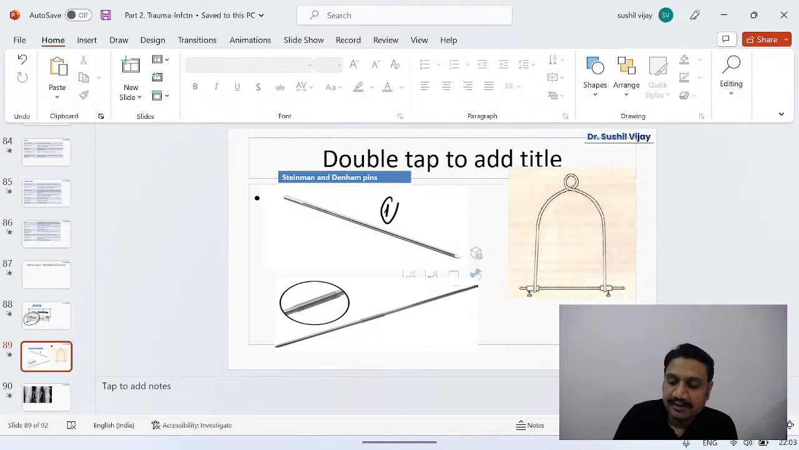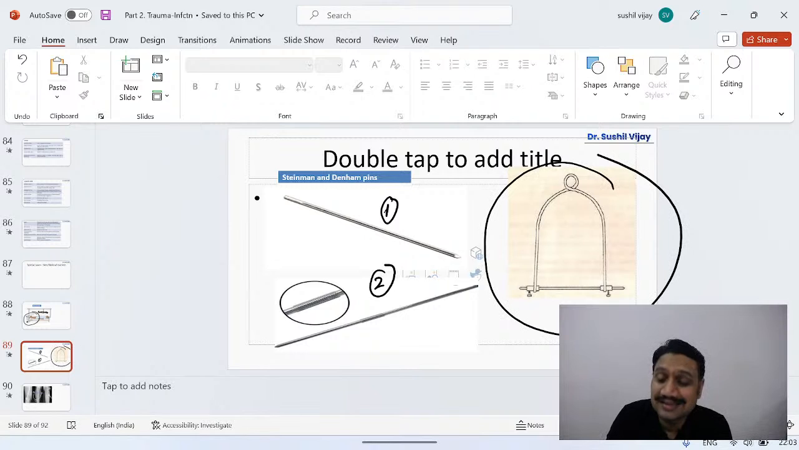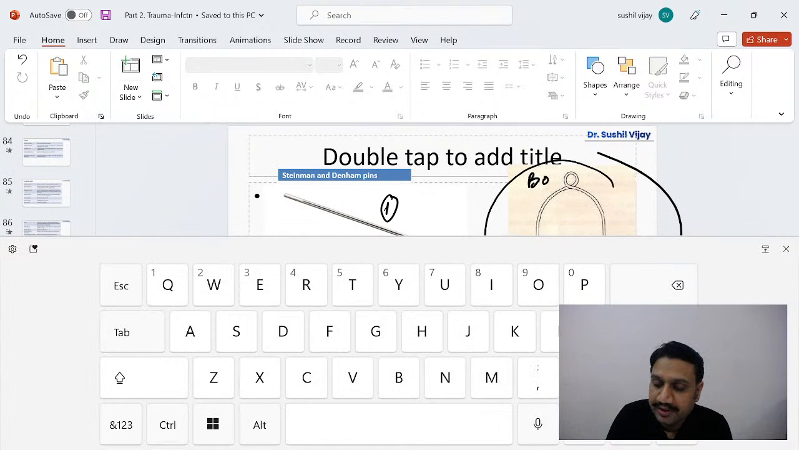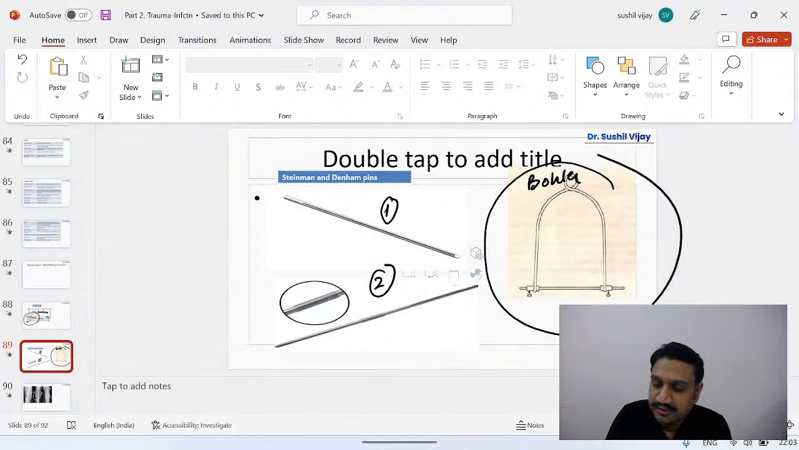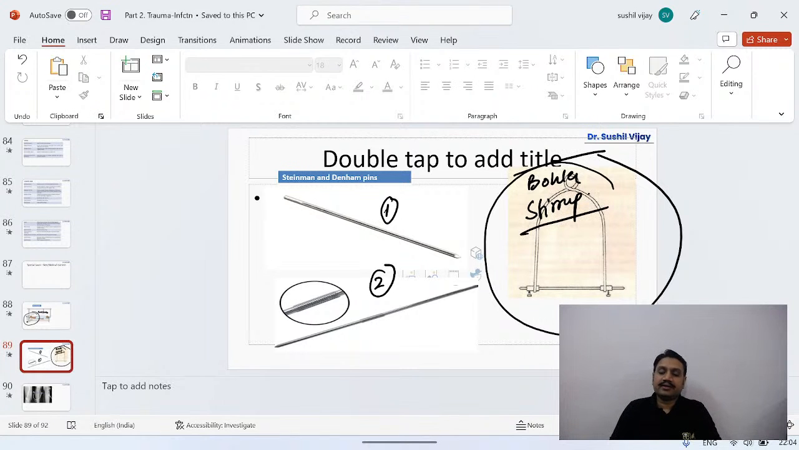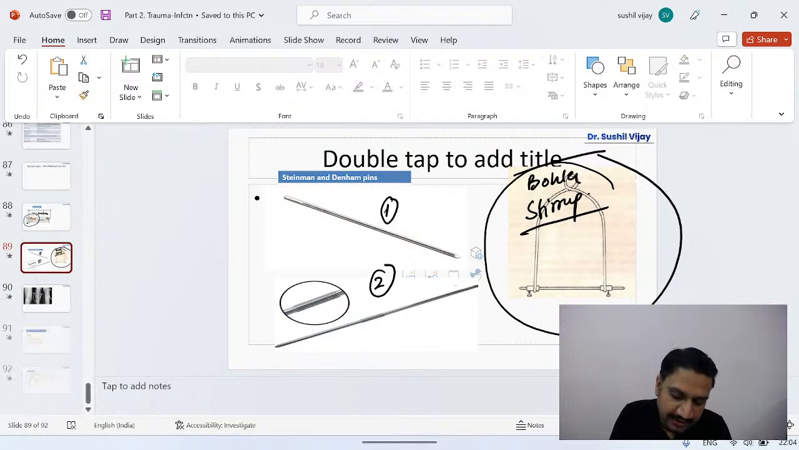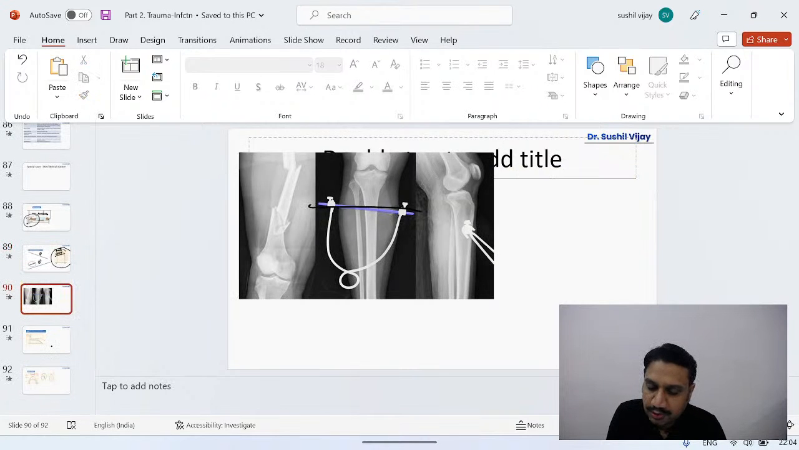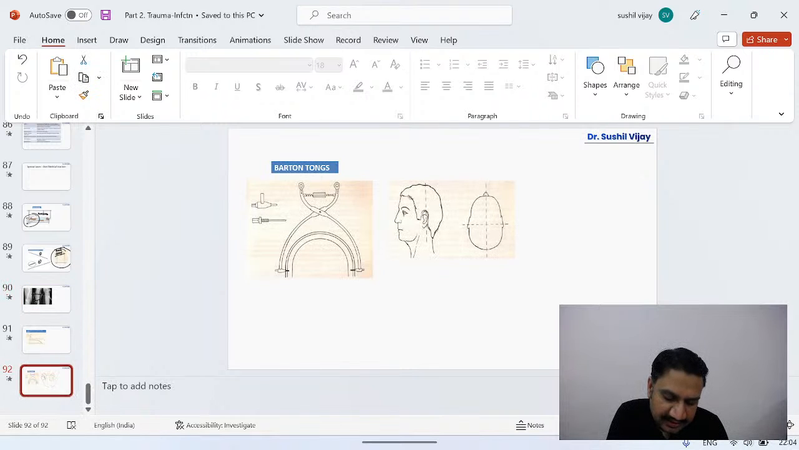One, Steinmann pin can be used. Second, Denham's pin can be used. And the third structure required is the Bohler stirrup, B-O-H-L-E-R. Alright, Steinmann pin, Denham's pin and the Bohler stirrup. This is how it is used. The pin is through the bone and then we apply traction through it. So these are different ones.